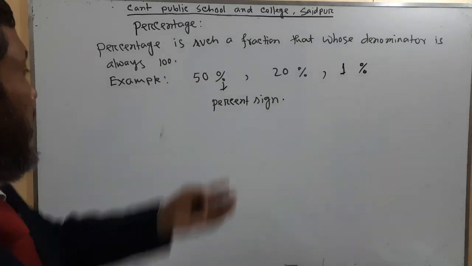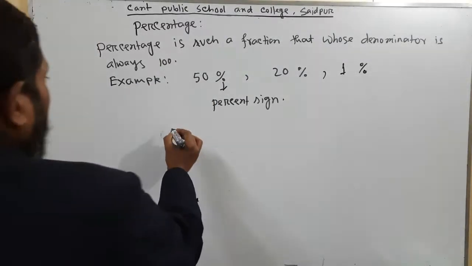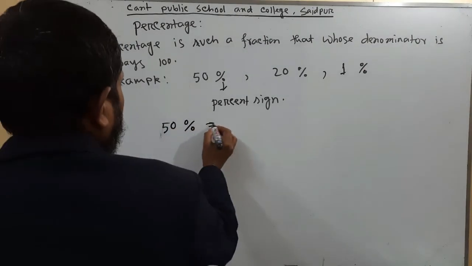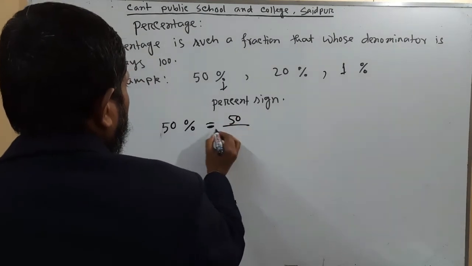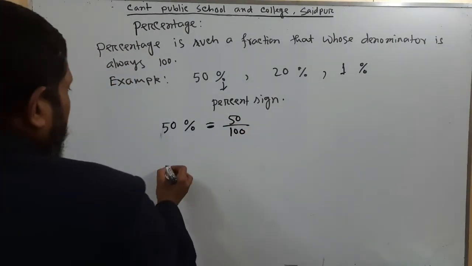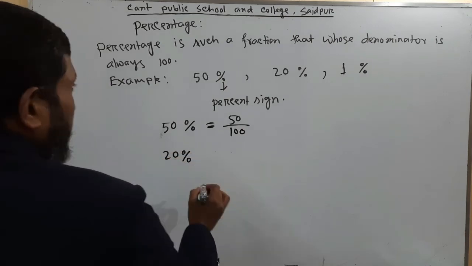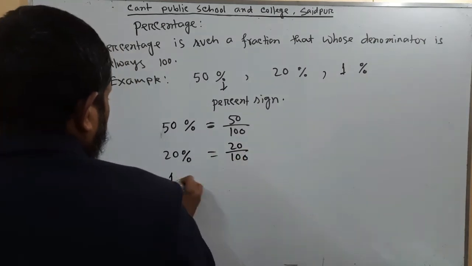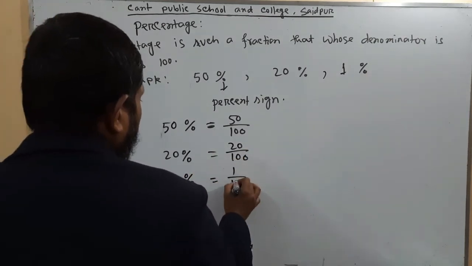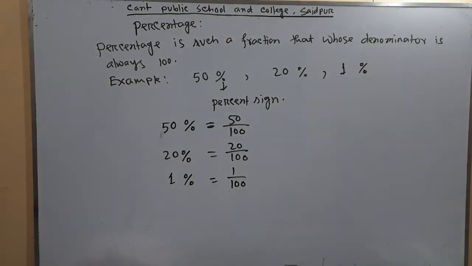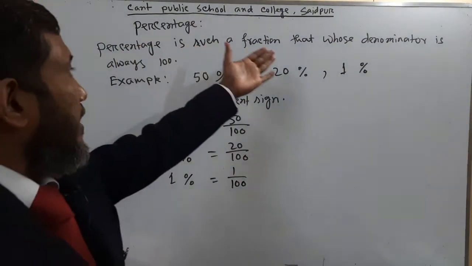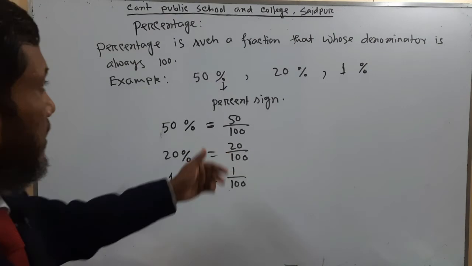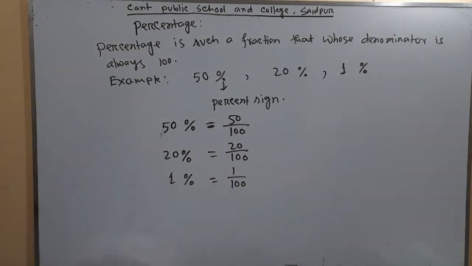We can express this percent as a simple fraction. 50%, this we can write as 50 by 100. Similarly, for 20%, this will be 20 by 100. For 1%, this will be 1 by 100. Percentage is such a fraction whose denominator is always 100. This is the percentage.